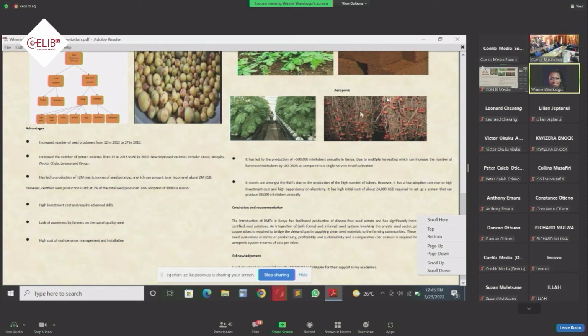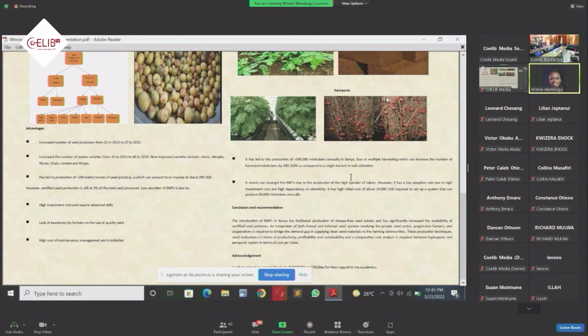And as you can see here, you can do multiple harvesting. You only harvest the seeds that have reached the diameter that you need. And due to this, they can grow up to around 6 months before you completely remove the crop. And due to this multiple harvesting, the number of seed can increase by 100 to 250% as compared to single harvest in soil cultivation. The aeroponic system stands out amongst the RMTs used.